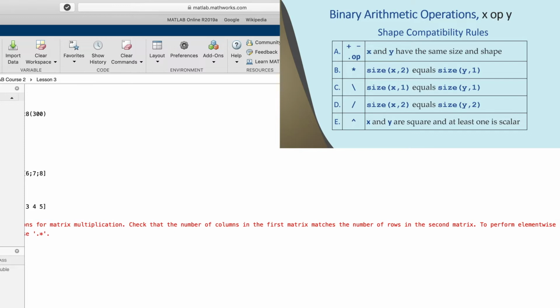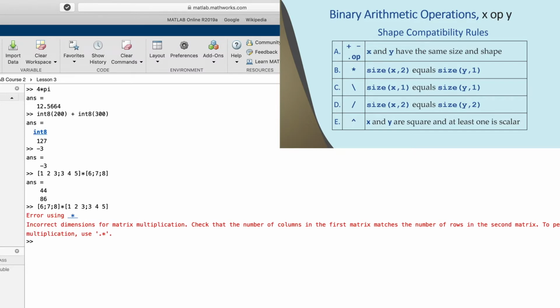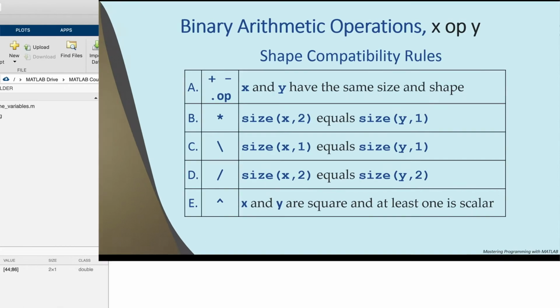You get the error because now the first operand has 1 row and the second has 3 columns. 1 isn't equal to 3, so you get scolded. By the way, if you need a refresher course on why matrix multiplication has this rule, you can check out Lesson 2 of our introductory course.